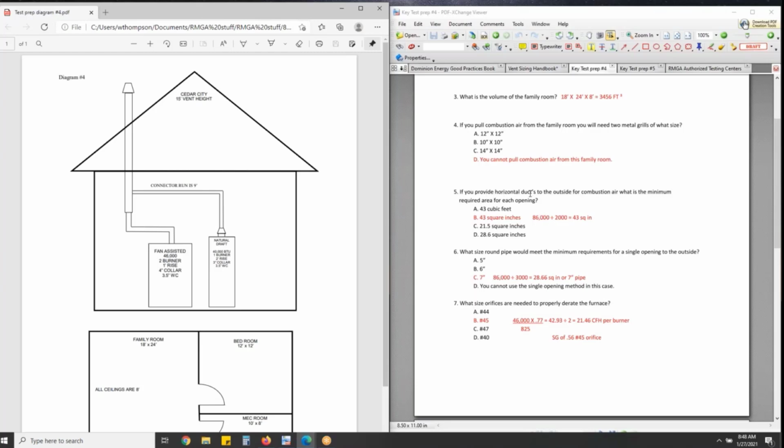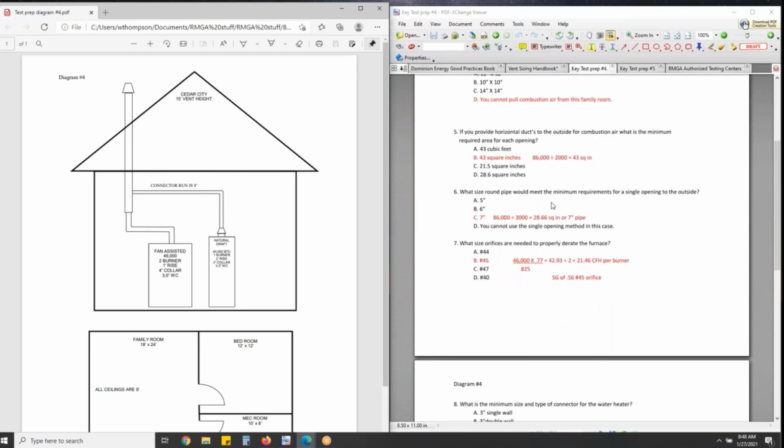Okay. Horizontal ducts, meaning 2. What size round pipe would meet the minimum requirements to a single opening? That'd be a 7-inch. Again, the formula, 86,000 divided by 3,000, 28.66 square inches, or a 7-inch pipe. Can you do the math or just go to the chart? I think going to the chart's just a lot easier.